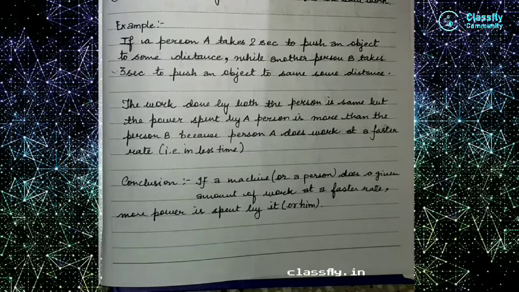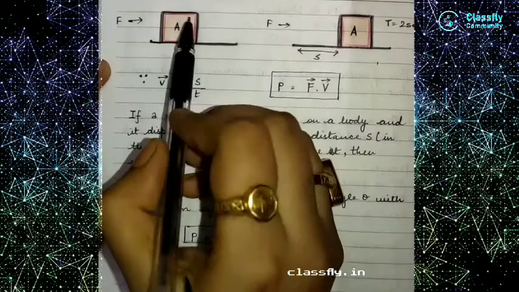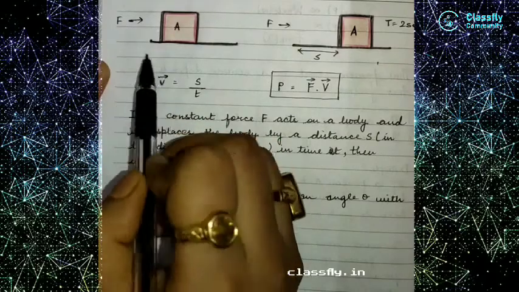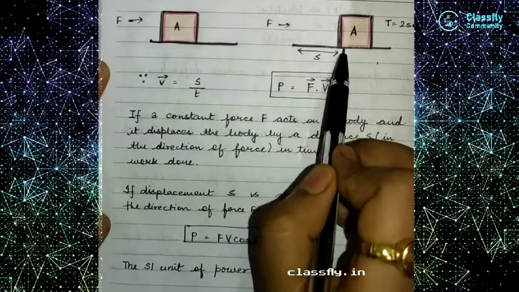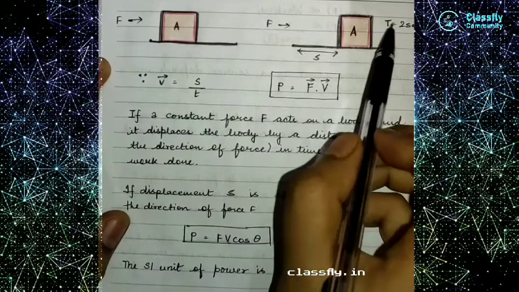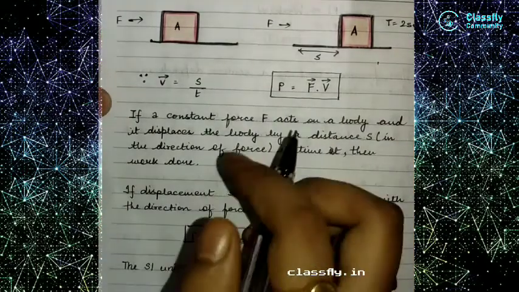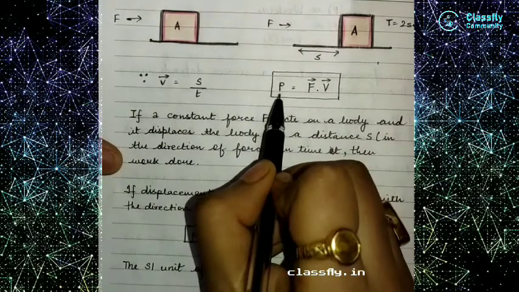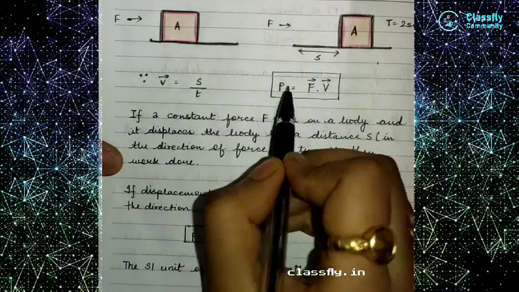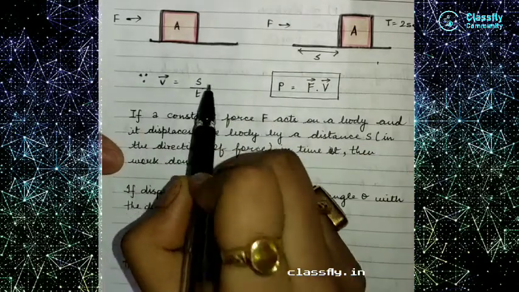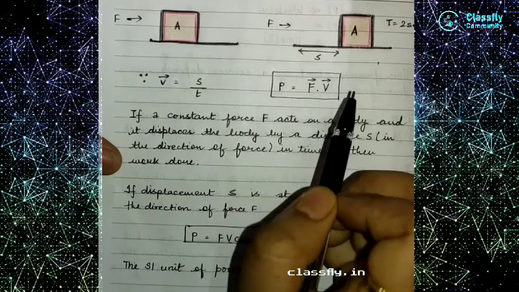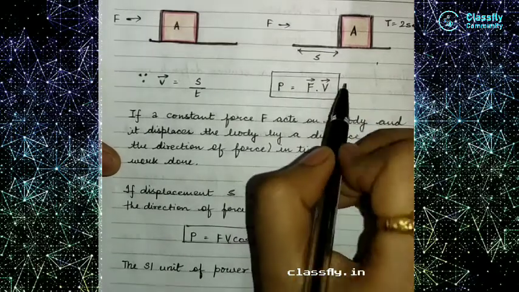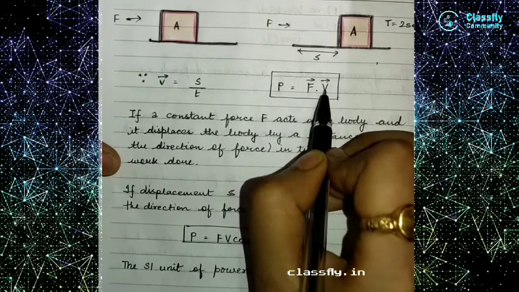Right? Now let's move on to the next. Think that this is an object A, and for doing the work we give a force and it is pushed to a certain extent, so a distance is covered and the time taken is 2 seconds. And we know that velocity is displacement by time. So we can also say that for performing work we are applying force as well as needing velocity. So power can also be stated as force dot velocity, as vectors.